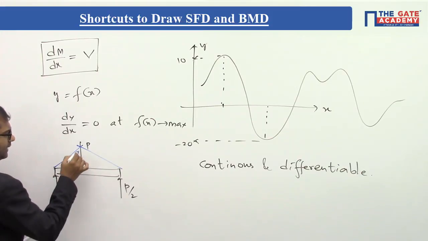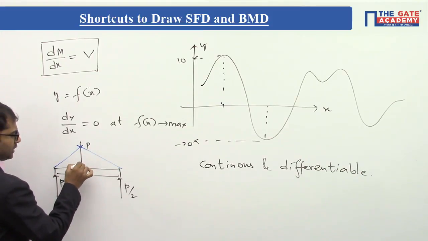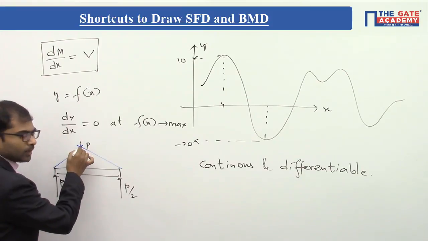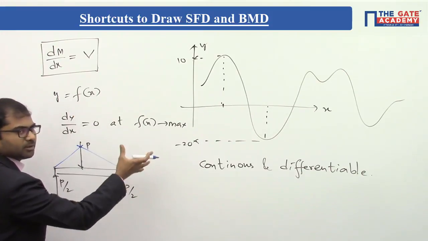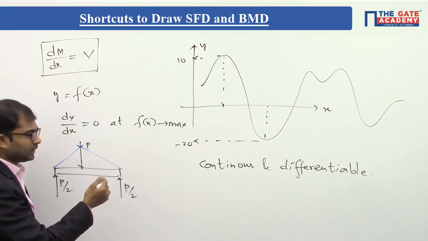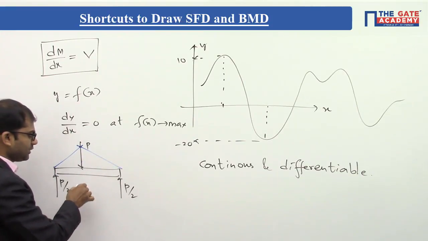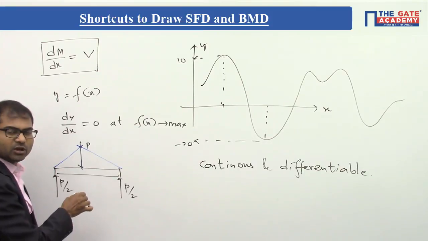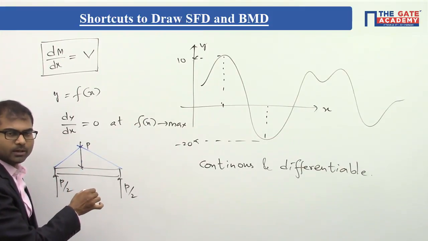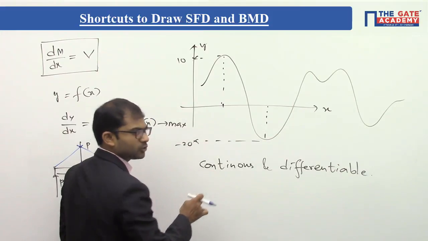That means it is going to be sharp at this location, so it is not at all differentiable here. This particular theory may not be completely right here. That means you may not get the result that at this maximum value of bending moment, the shear force value is equal to 0. If you draw the shear force, you will not get it equal to 0 here. That is the reason why this condition should be satisfied.